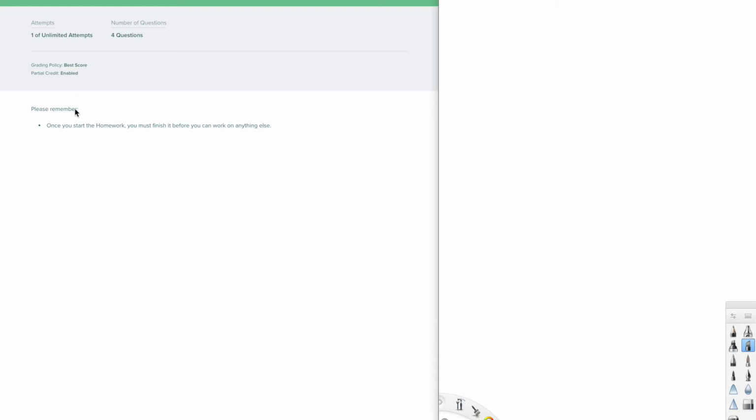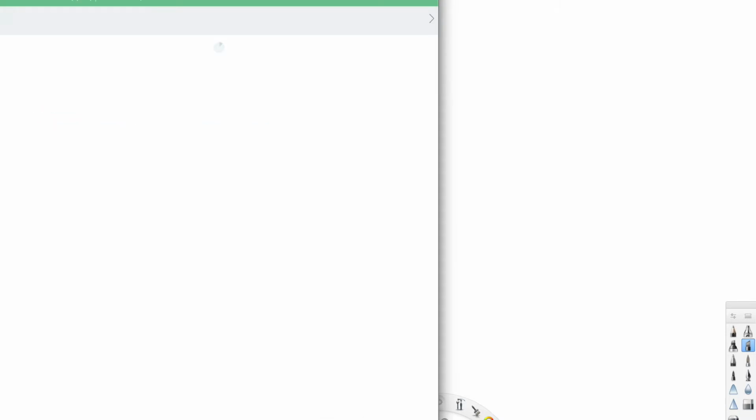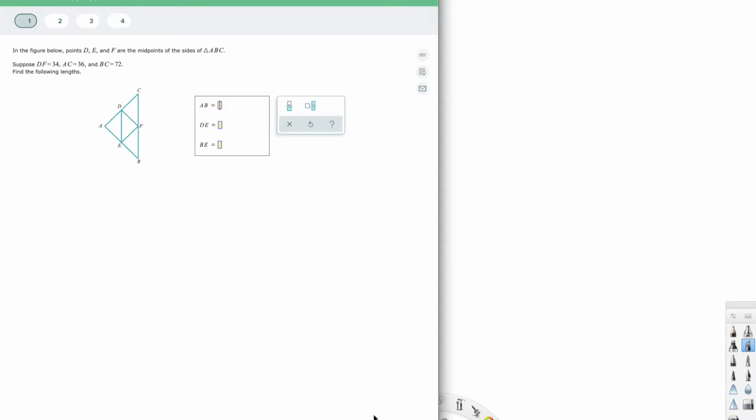Please remember, once you start your homework, you must finish it before you can work on anything else. What that statement means is once I click Start down here, in the bottom right corner, there's going to be a Submit Assignment button. I need to make sure I click that button to finish my assignment. That's how we finish it. So I know it's not here on my teacher preview, but it will be on your student side.